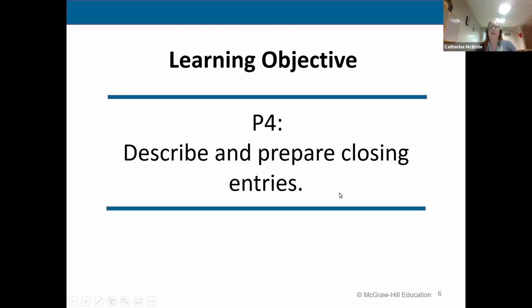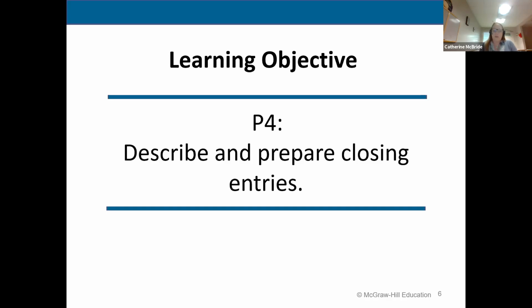We are going to learn about closing entries. Closing entries are a special type of entry. The purpose of a closing entry is to change all of the temporary accounts back to zero. So what we're really doing with closing entries is what we already did on the financial statements.